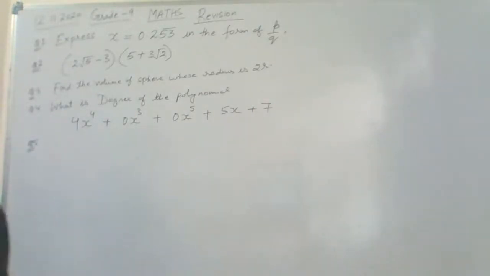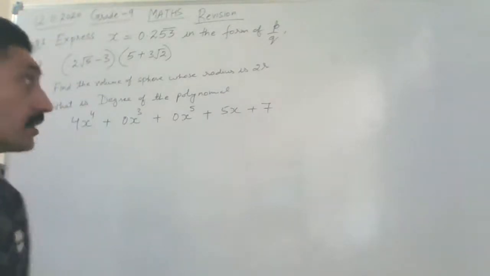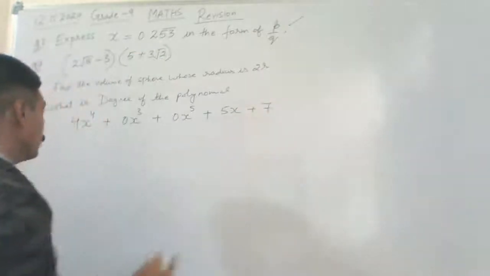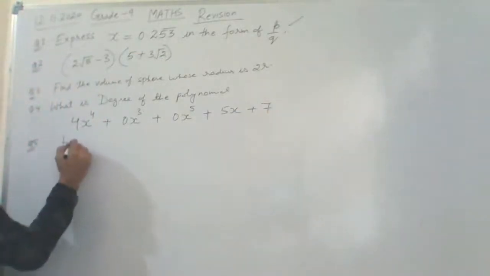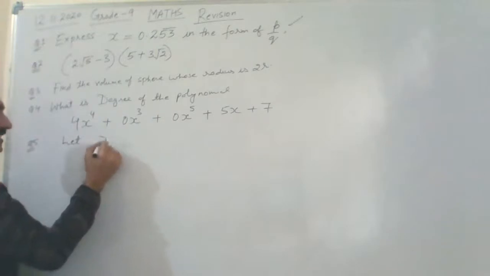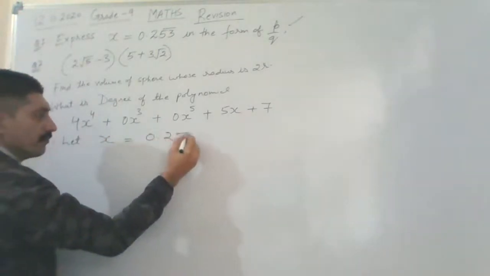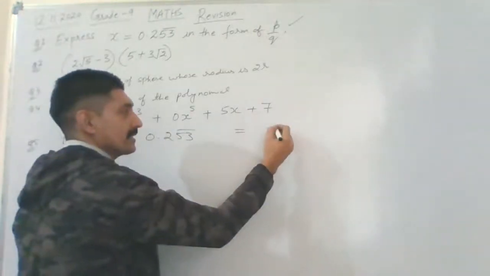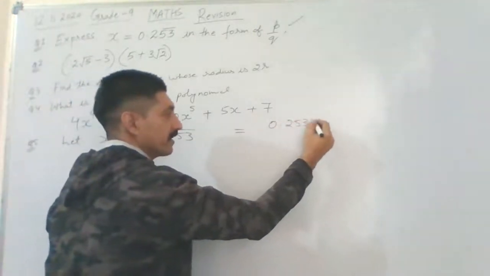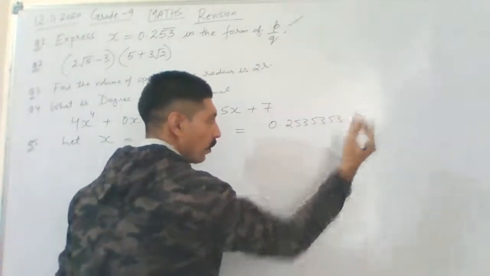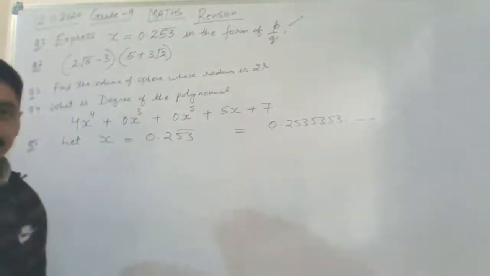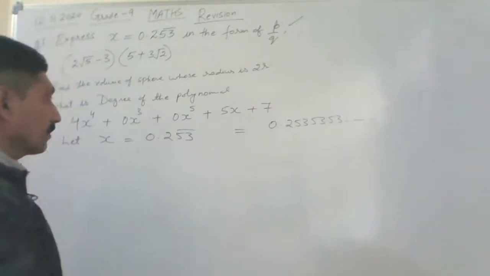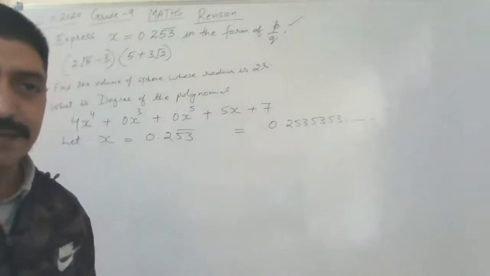Question number 5. Okay, Harjot, first question. So here I will discuss with everyone. Let me discuss this first question here with you. Given x is 0.253 bar. So this number can be written as 0.2535353 and so on. Vikramjit also, very right, 251, right answer. Both your answers are right.